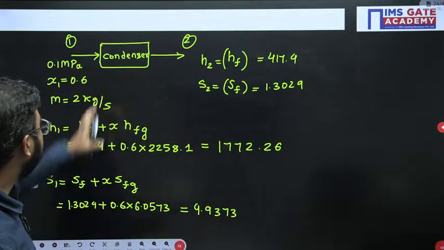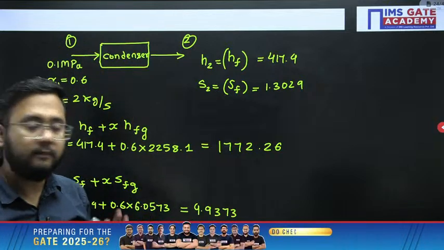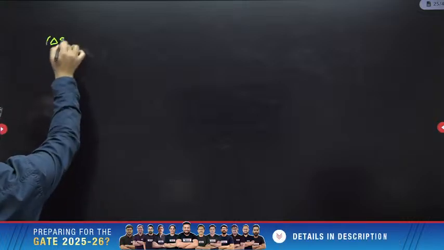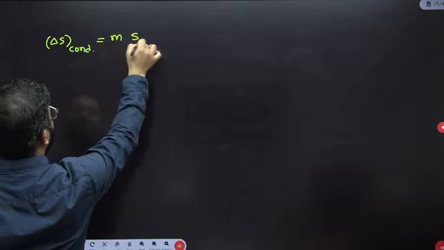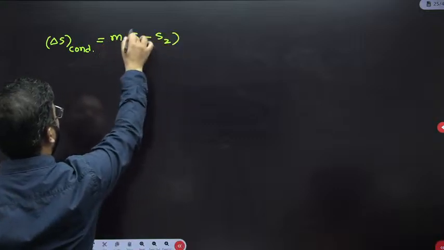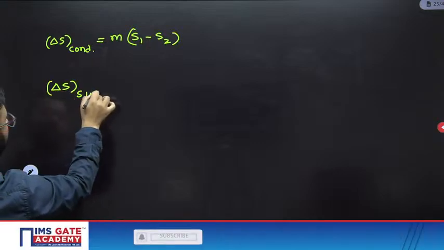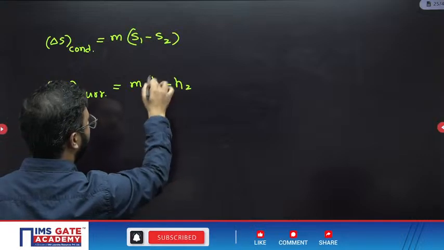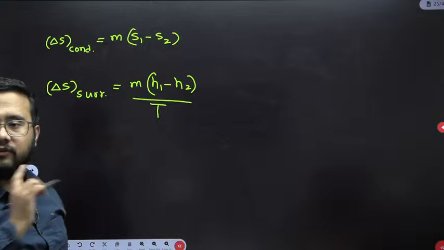Now see, this is the condenser, this is what the change, entry exit like this. Entropy change of a condenser, how you will write? Entropy change for condenser, M (S1 minus S2), simple. Entropy change of surrounding, M (H1 minus H2) divided by temperature at which it is working.